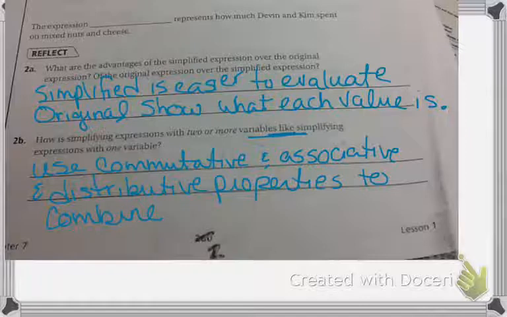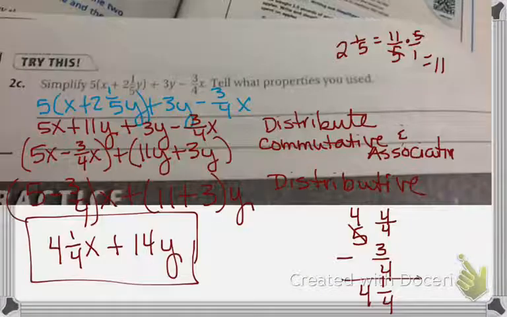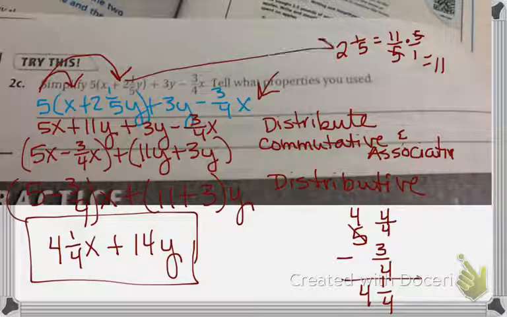Okay, on the back of the next page, you have one try this. I want you to press pause, try it out on your own, and then come back and see if you got it right. All right, the answer was 4 1/4 x plus 14y. I first just copied the problem, and then I used distributive property to take the 5 and multiply it by everything inside the parentheses. And I did that work right here. 2 1/5 is 11/5 times 5. The 5's canceled out, and I was left with 11/1, which is 11.